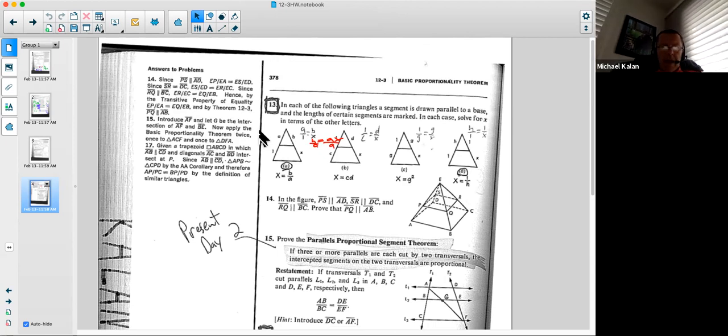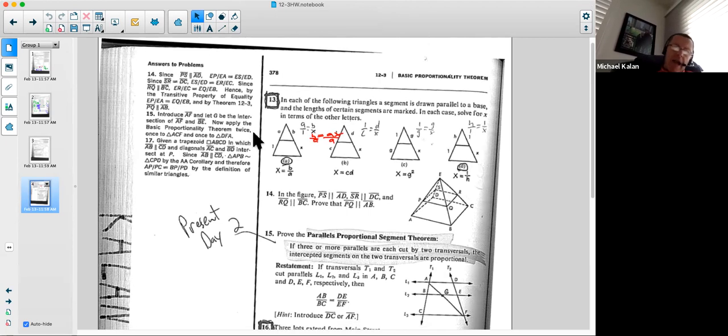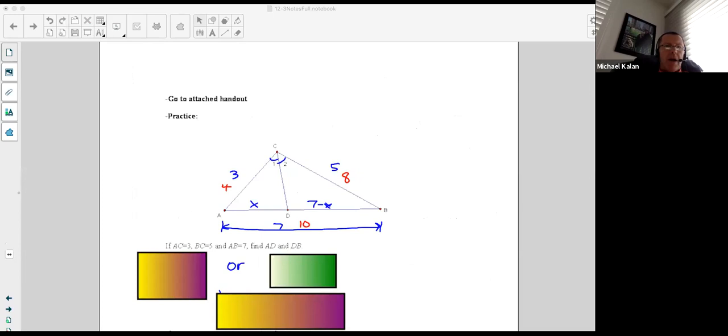Okay. Remember the basic proportionality theorem, I call it side splitter. All right, now we're going to go back to those notes. Let me change the share again and go back to 12.3, and we're going to practice this a bit. Okay, let me close that one.